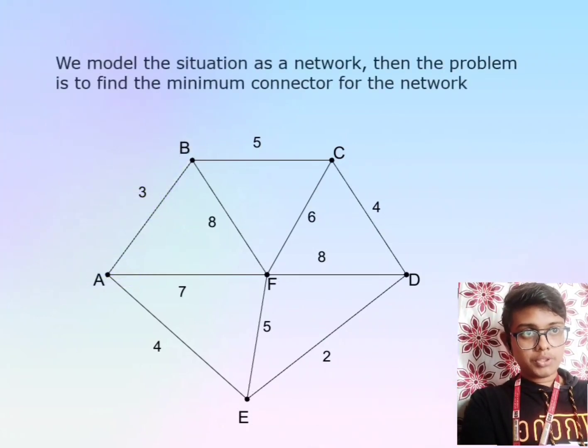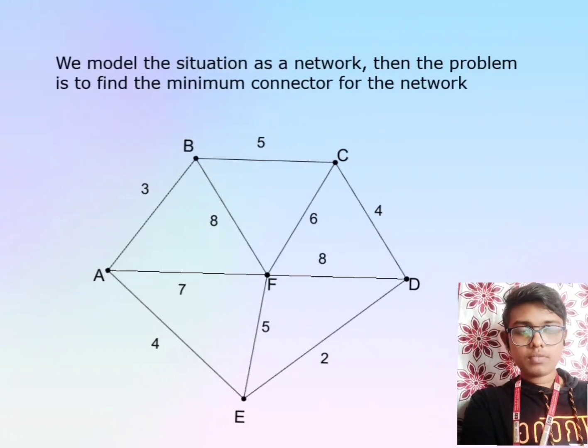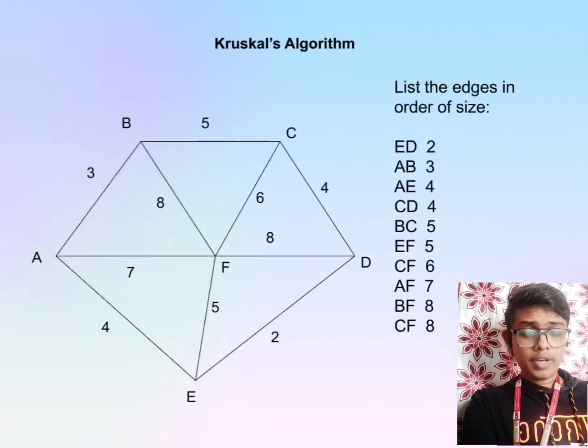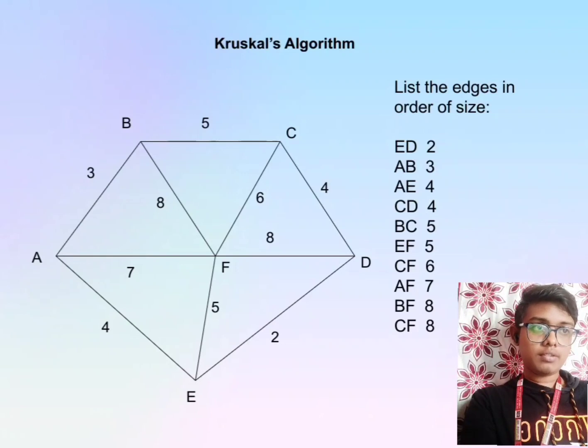Now let's consider the villages as A, B, C, D, E and F. Let's start. First, we have to select the shortest edge, which here is ED. Next, we connect the next shortest edges in ascending order: AB 3, AE 4, CD 4, BC 5, EF 5, CF 6, AF 7, BF 8 and CF 8. We have listed all the edges in ascending order, from the shortest to the highest edge.